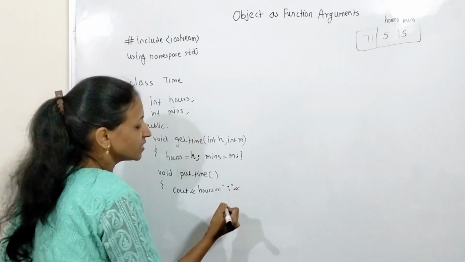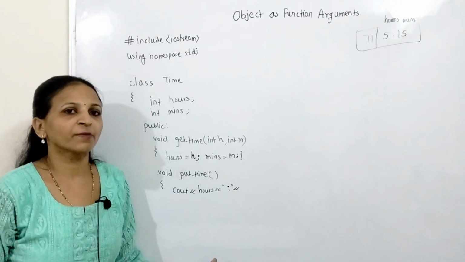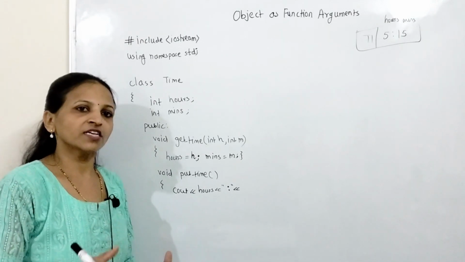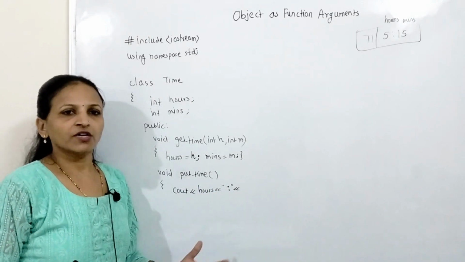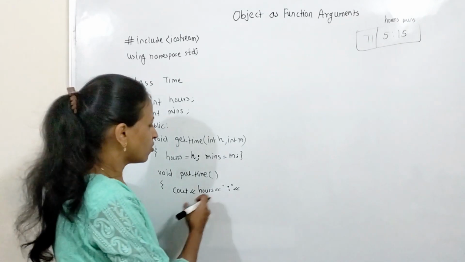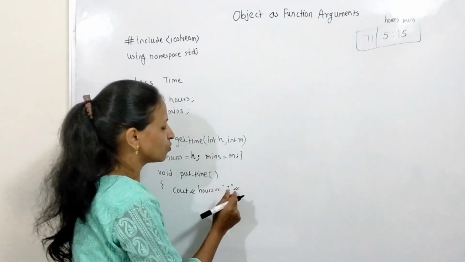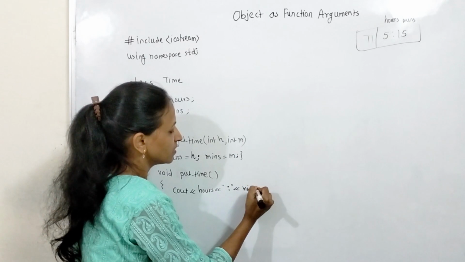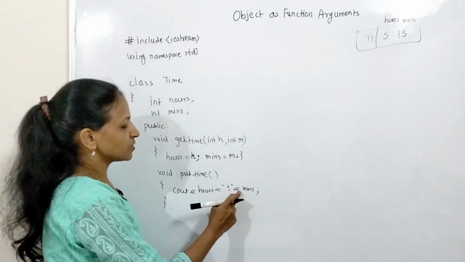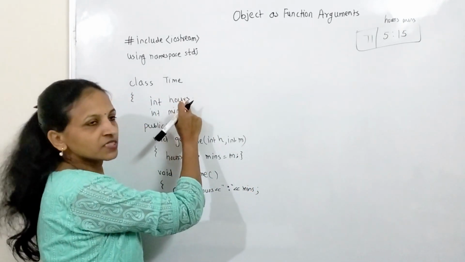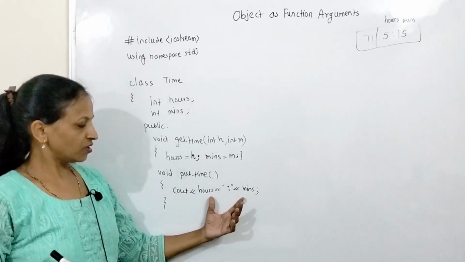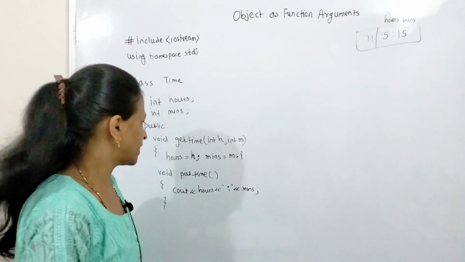It is not compulsory that you follow the same format while displaying the time. You can display hours equal to, minutes equal to in the normal way, or you can display hours colon minutes. I am directly displaying the variables, the data members. Those values will get displayed automatically.